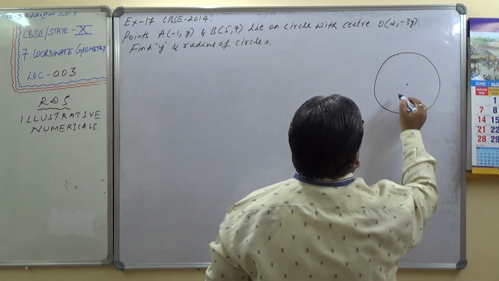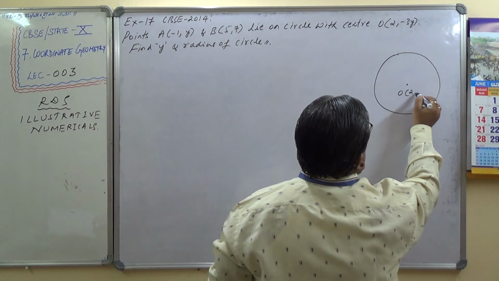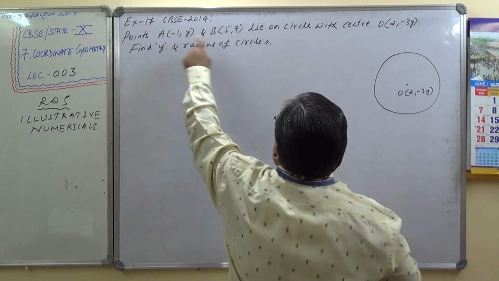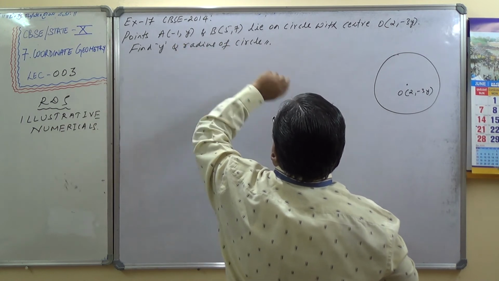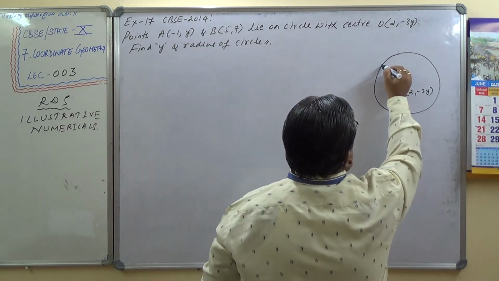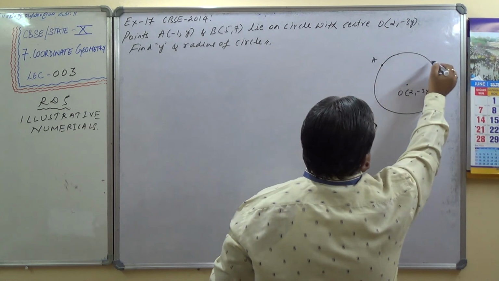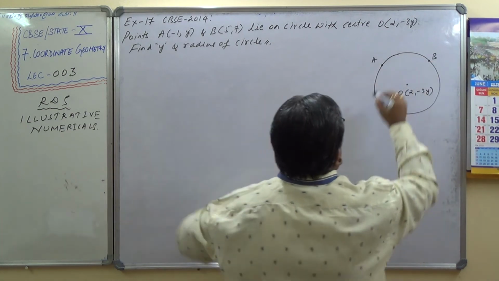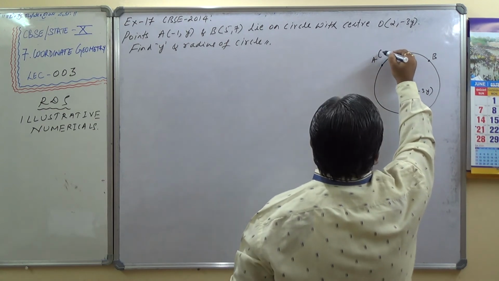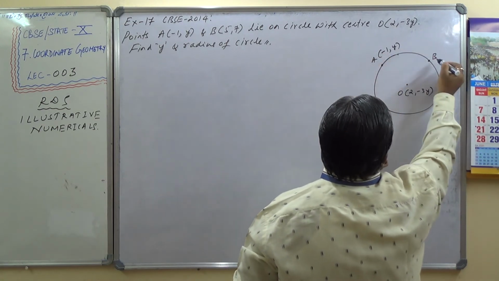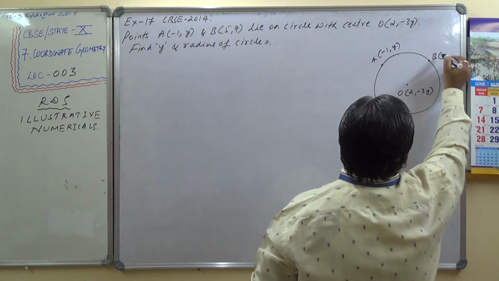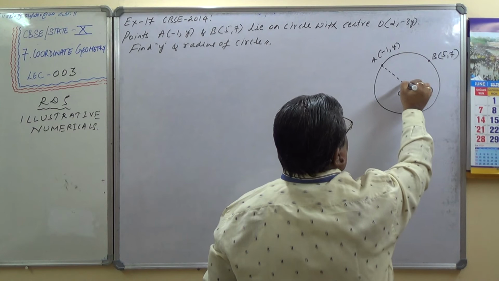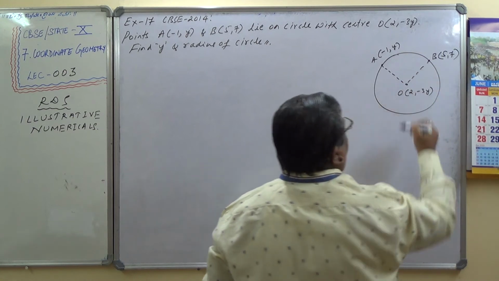Center is O, 2 comma minus 3y. It passes through these two, means these 2 points lie on the circle. A, this is B here. You can put it anywhere, but anyway this is convenient for me, therefore I am writing A as minus 1 comma y, and B is 5 comma 7. So this is the radius here. This is the radius.